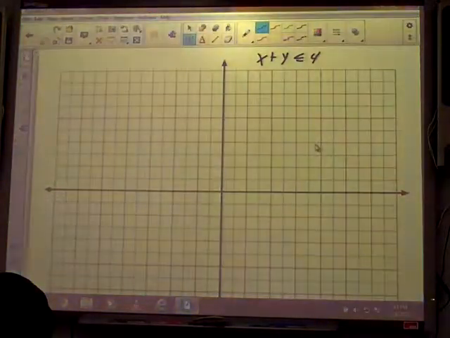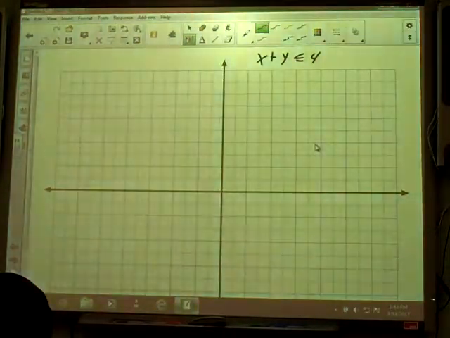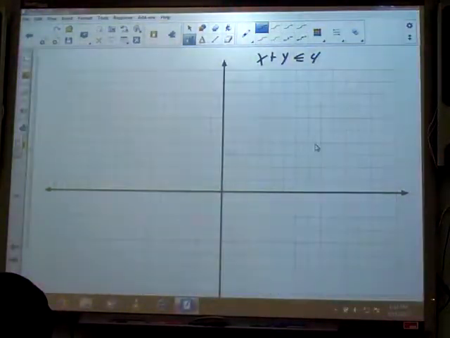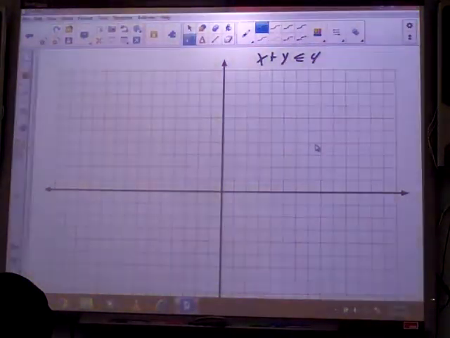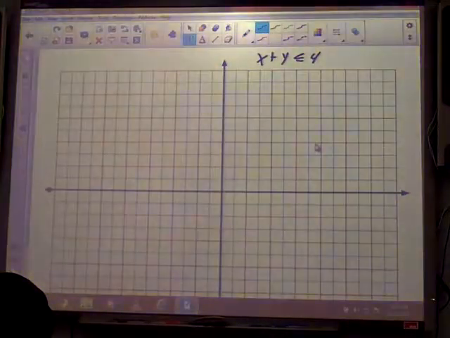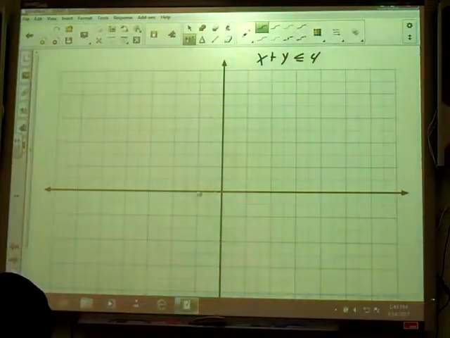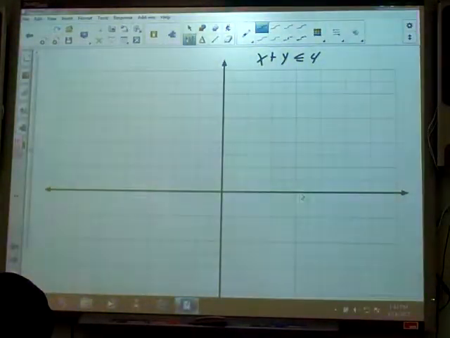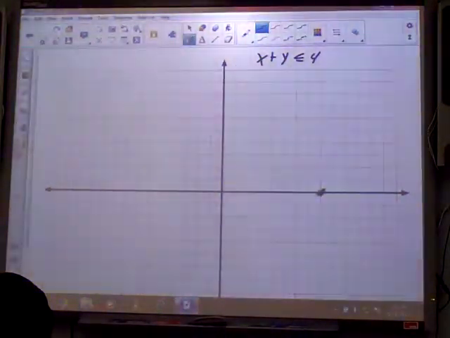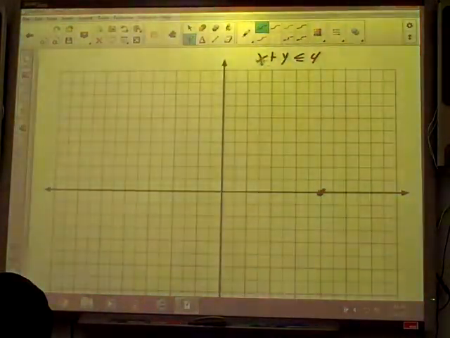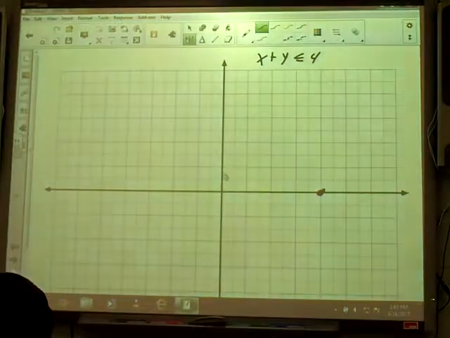Your options for graphing that: you can rewrite it in slope-intercept form, which wouldn't be hard, or you can plug zeros in, also not hard. This one, I think the zero method's easier, because it's both just ones. If I plug a 0 in for y, x is 4. So there's my x-intercept. If I plug a 0 in for x, y is 4. So there's my y-intercept.